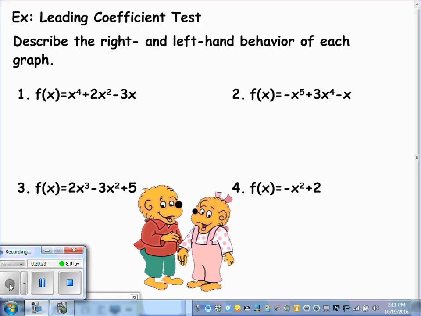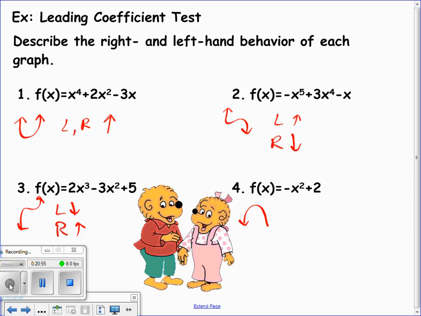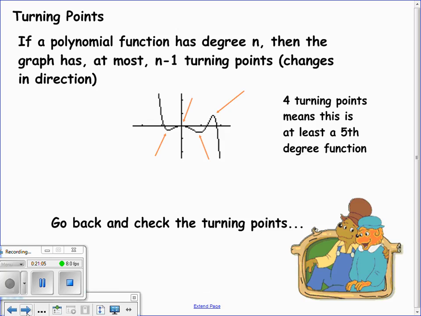All right, guys. So what about number 1? What'd you decide? What'd it look like? Right, it looks like that. So left and right are both up. Number 2? Squiggle down. So left, right. Number 3, what's that look like? Squiggle up. So left, right. Number 4? Frowny face. Left and right, down. All right, questions on end behavior? Not too bad.